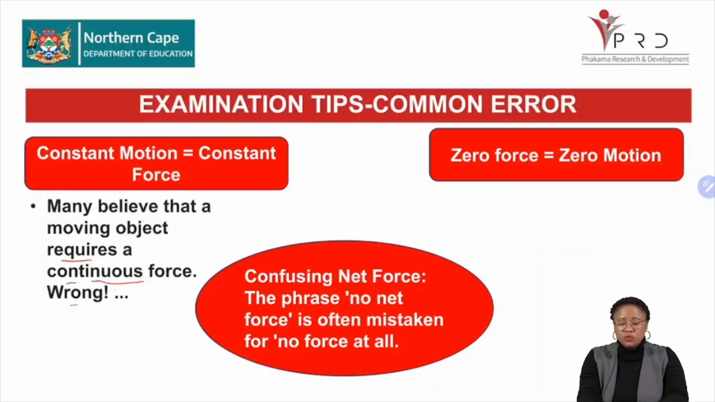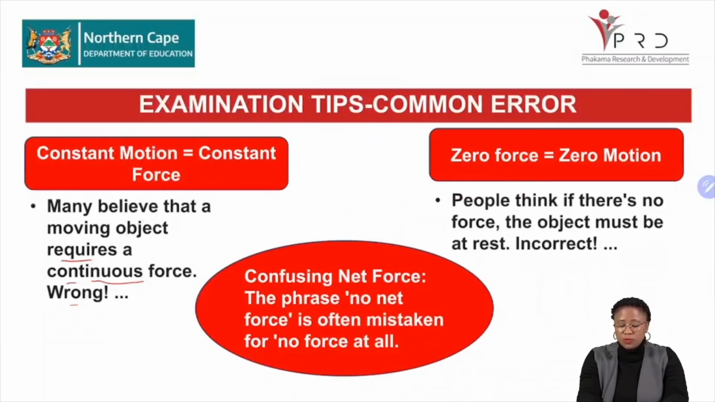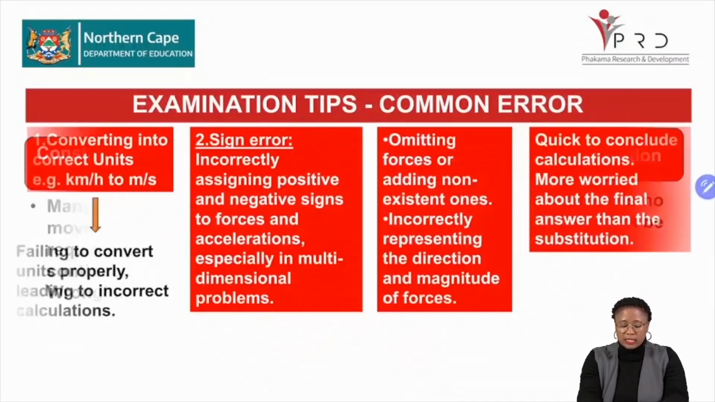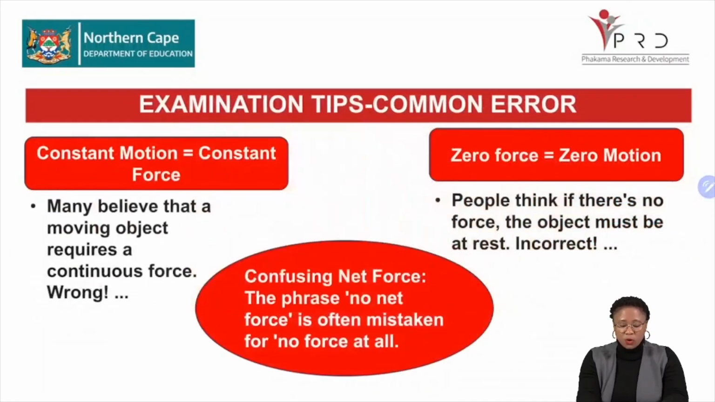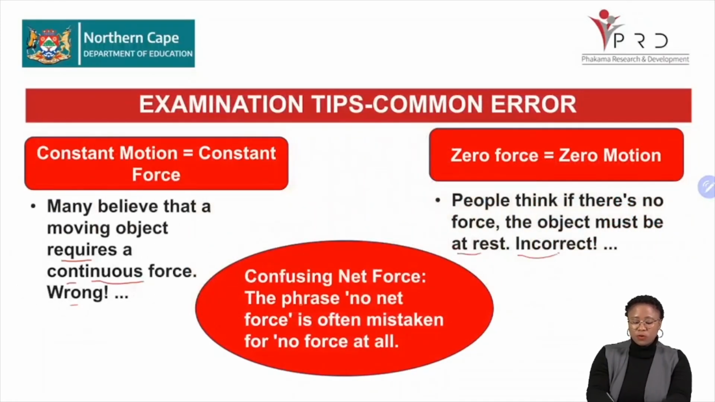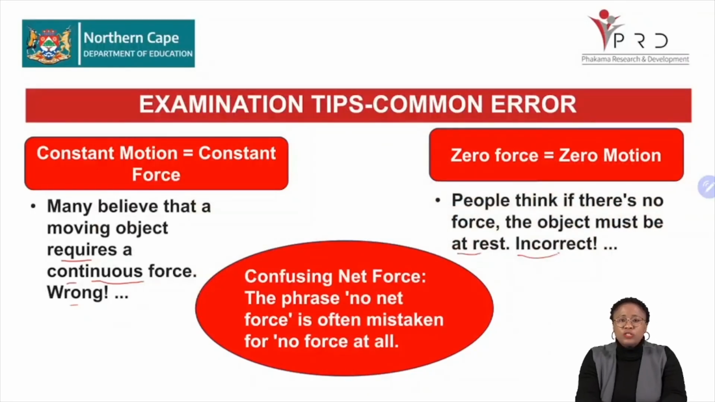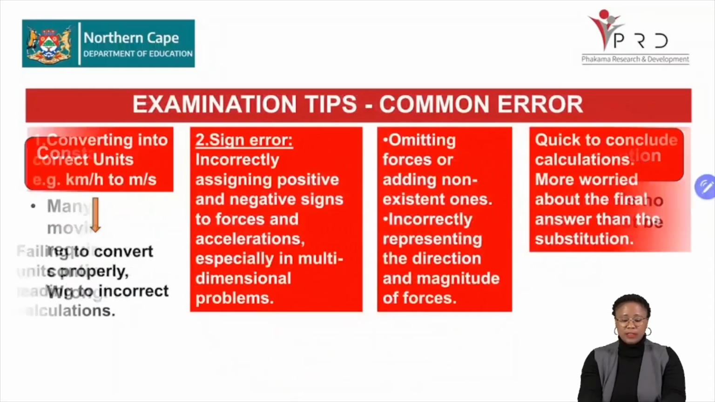Zero force is equal to zero motion. This is not true, because people think that if there's no force, the object must be at rest, and this is actually incorrect. Confusing the net force: the phrase "no net force" is often mistaken for no force at all. Remember that zero net force means that the sum of the forces that are acting on the object is equal to 0. It does not mean that there are no forces acting on the object.